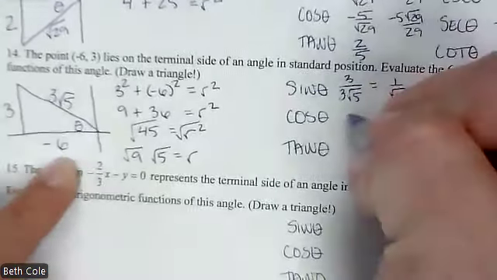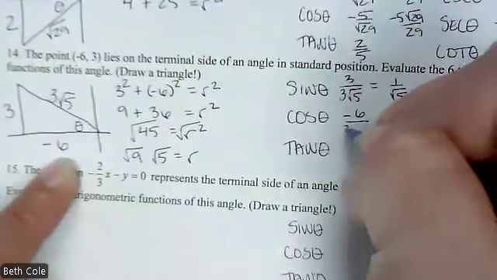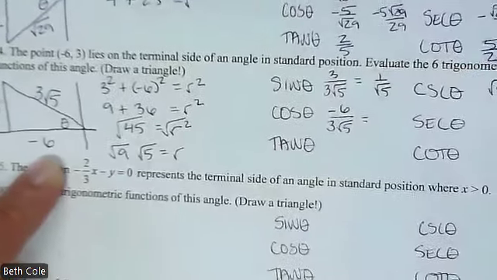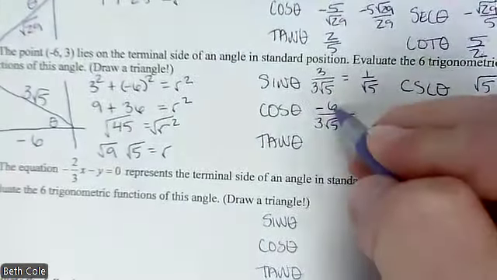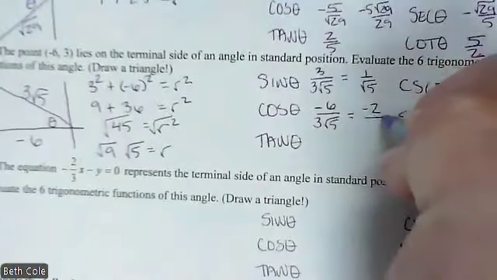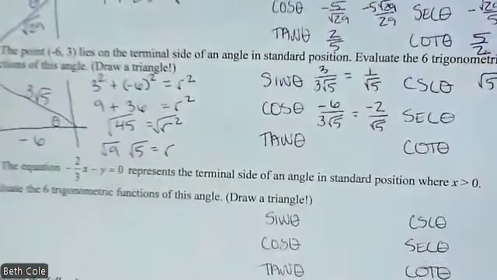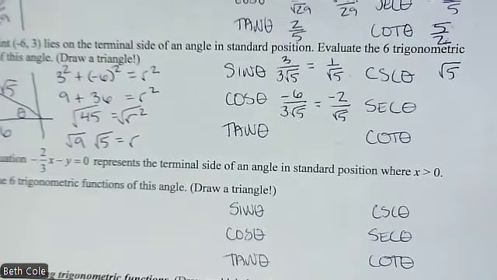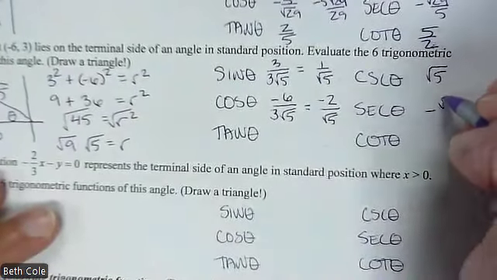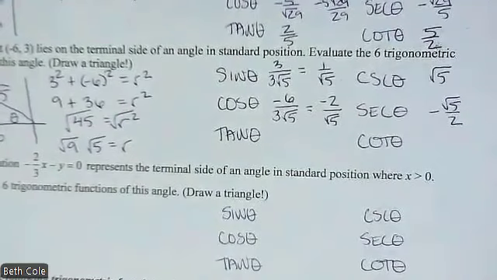Cosine is adjacent over hypotenuse. So that's going to be negative 6 over 3 square root of 5. I'm going to go ahead and reduce that one. Negative 6 divided by 3 will be negative 2. And then if you flip that, negative square root of 5 over 2.